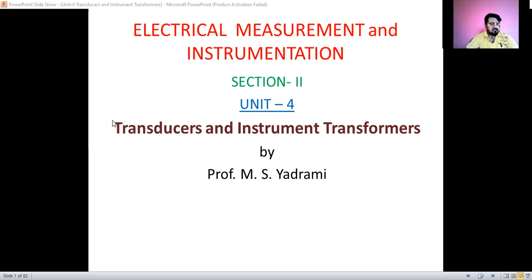So section 2, that is unit 4, we are going to discuss today. Section 2, unit 4, is called transducer and instrument transformer.